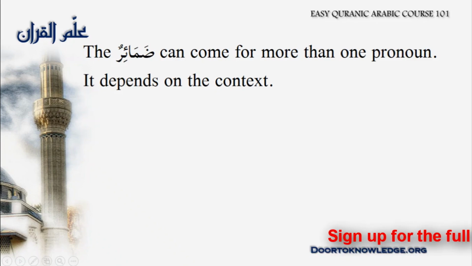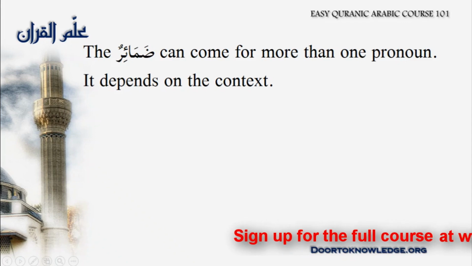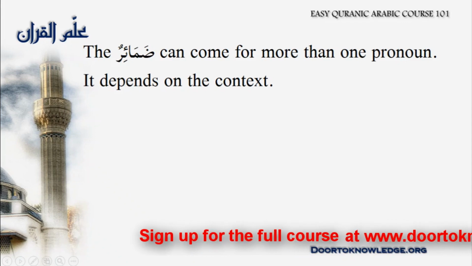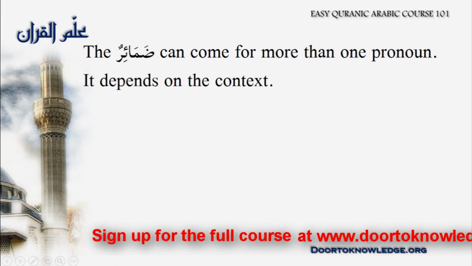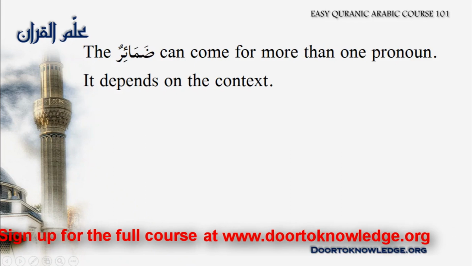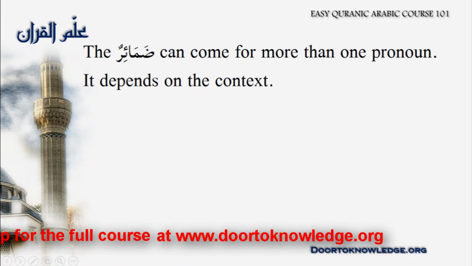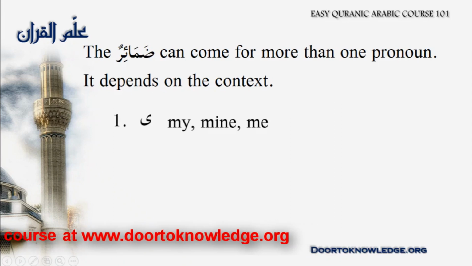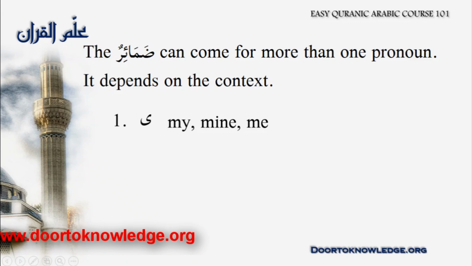The ضمائر can have or can come for more than one pronoun, يعني it can have more meanings. One Arabic pronoun can have more English pronouns. It depends on the context. For example, the ضمير يا can have the meaning of my, mine, and me.